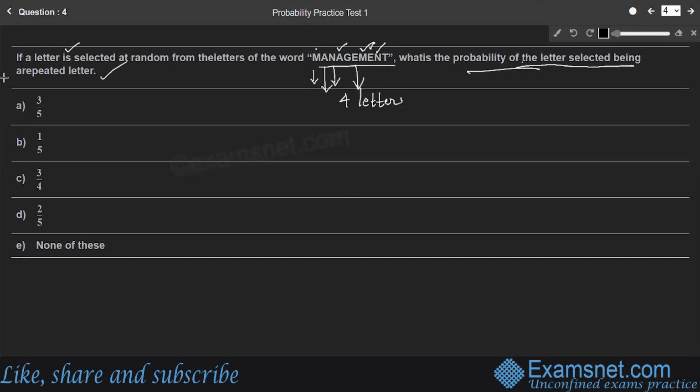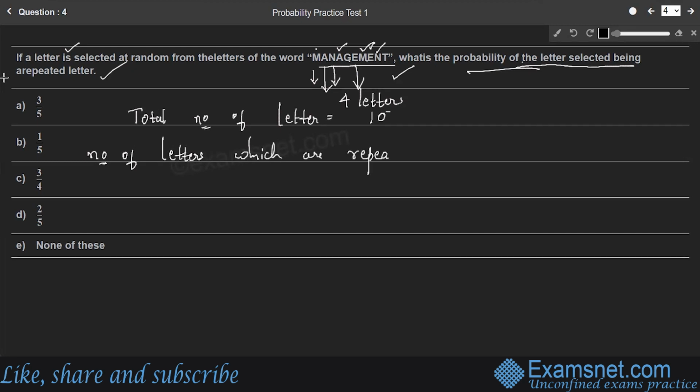which is nothing but favorable outcomes by total number of outcomes. Here total outcomes is nothing but the total number of letters in the given word. So in the given word management, there are 10 letters. In that, the number of letters which are repeated: here, 4 letters are repeated, which are M, A, N, and E.